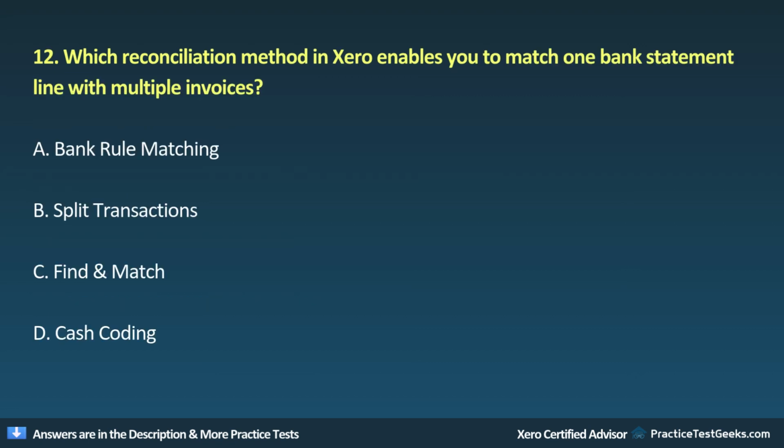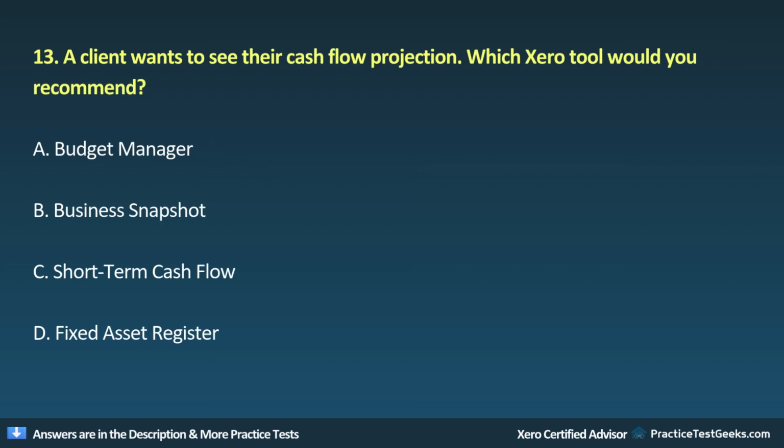12. Which reconciliation method in Xero enables you to match one bank statement line with multiple invoices? A. Bank rule matching. B. Split transactions. C. Find a match. D. Cash coding. 13. A client wants to see their cash flow projection.